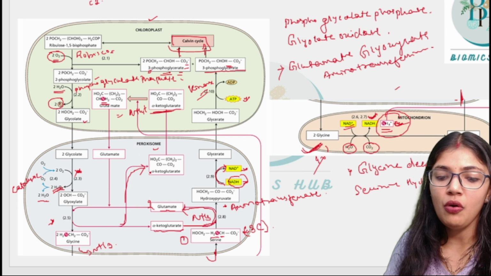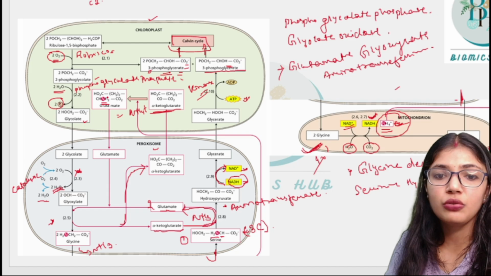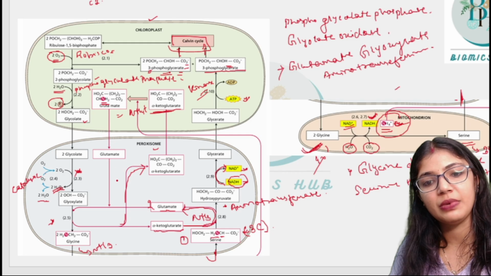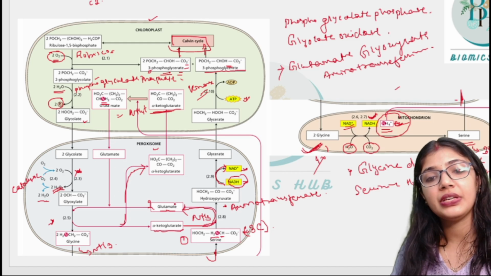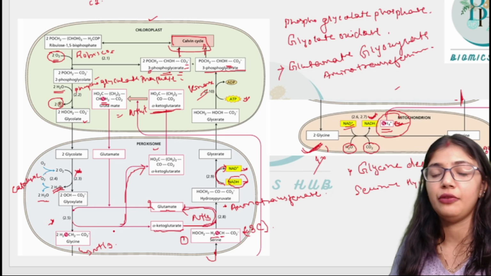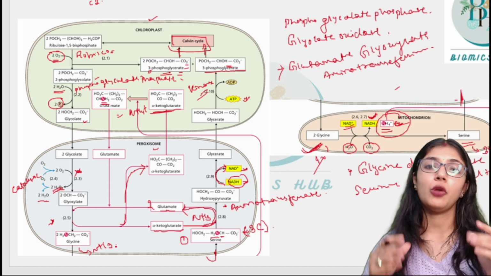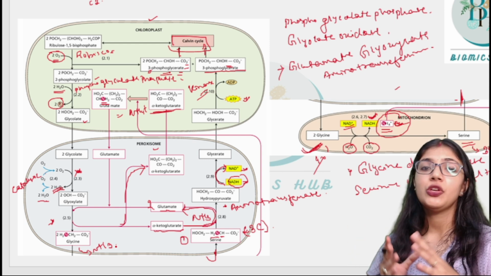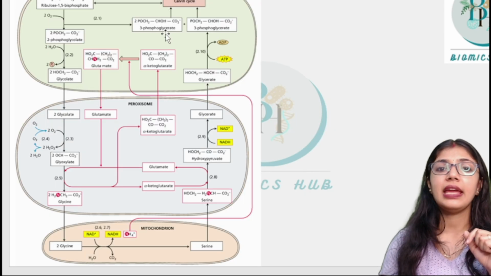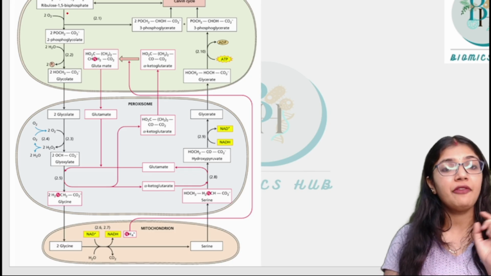Okay, now what happens? This glutamate which is produced will again be utilized in the peroxisome. It will be present in the peroxisome and it will give the NH3 group to this and form the alpha ketoglutarate. In this way, the C2 cycle is taking place. In this cycle there is involvement of 3 cell organelles: chloroplast, peroxisome and mitochondria. So let us have a recap again.